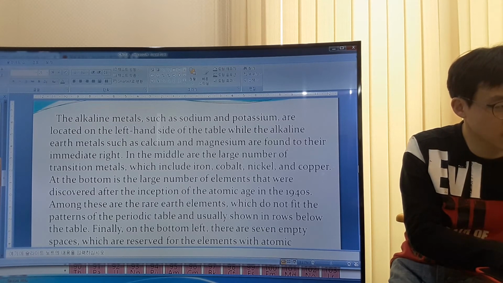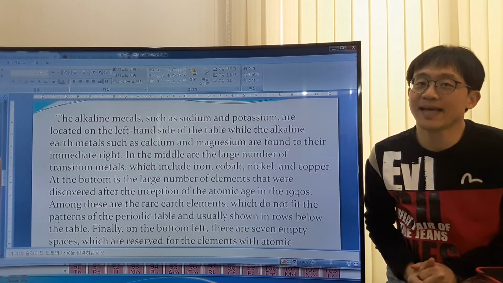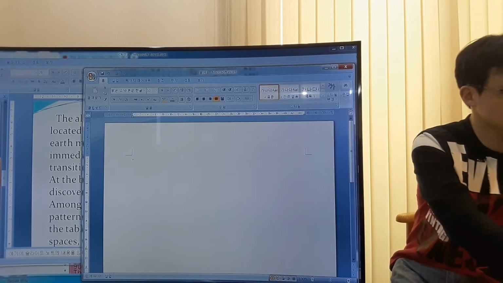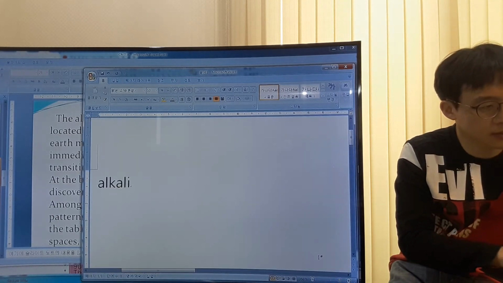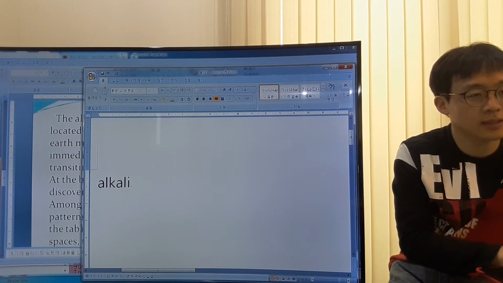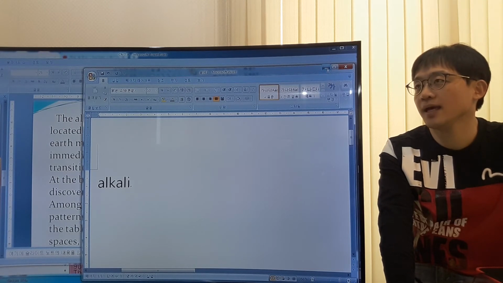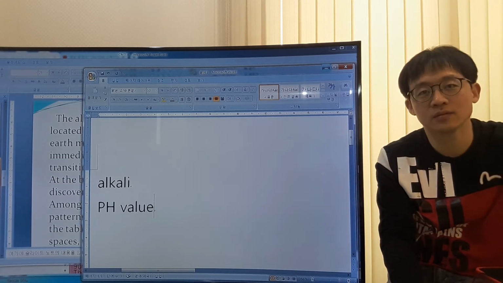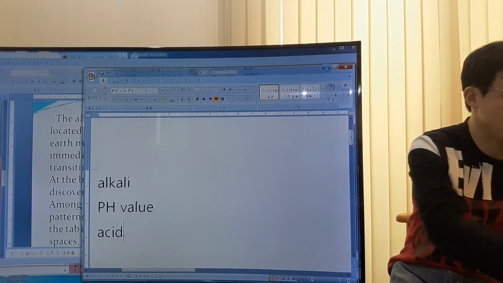Immediate means right next to it. Okay. So alkaline metals. What does alkaline mean? Alkaline means containing alkali. All right. Alkali is a substance which has a pH value of more than 7, and if it's under 7, it's acid. Okay, acid and alkali.